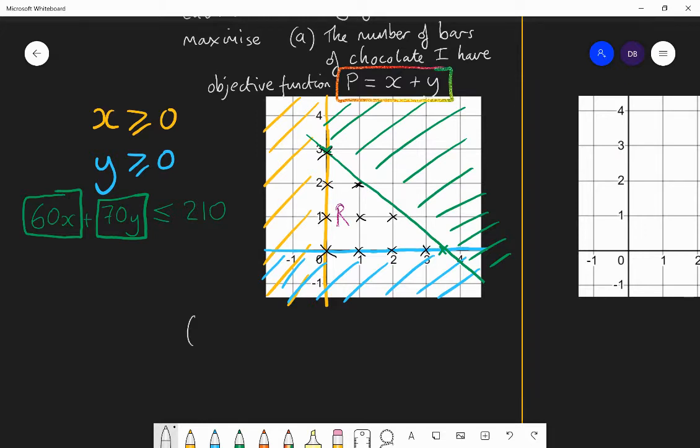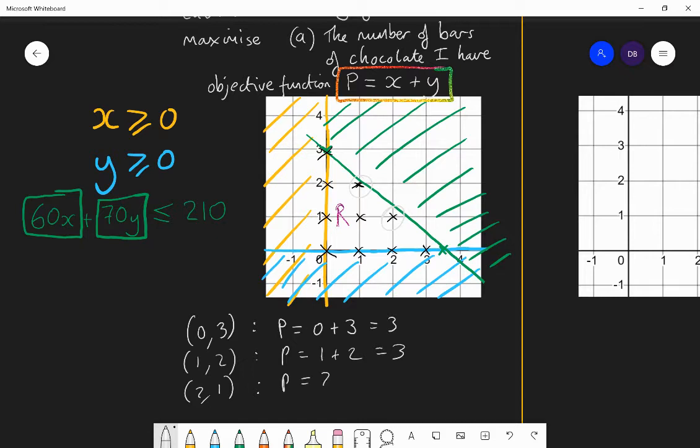So I could choose 0, 3. For 0, 3, the value of P is going to be 0 plus 3, which is 3. For the point 0, 2, I would only get 2. For the point 1, 2, so this point here, I only get 1 plus 2, which is 3. For the point 2, 1, P is 2 plus 1, which is 3. And for the point 3, 0, P is going to be 3 plus 0, which is 3. So any of these coordinates here would be fine.